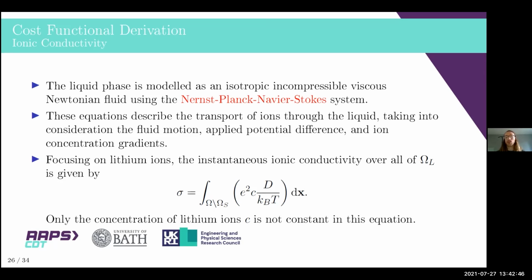And what's important to notice about this is that the only variable in this equation is actually the concentration of lithium ions, because e here is our electric charge of the ions, D is a diffusivity constant, k_B is the Boltzmann constant, and capital T is temperature. And in this problem, we're assuming that it's isothermal, so temperature is constant. Initially, just to simplify it, this could change in the future to develop it a bit further, but for now we'll assume it's constant.